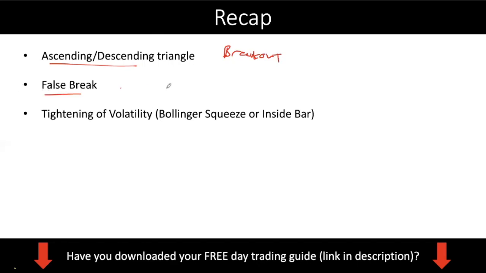Then I talk about the false break. So basically, you have price ranging, and once it breaks support, instead of breaking down and carrying on trending, it goes back up. The opposite is also true. You have resistance, and instead of resistance breaking and price rising further, it goes back down. That's a false break.